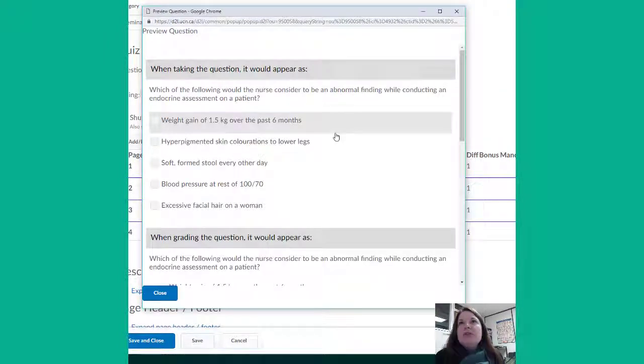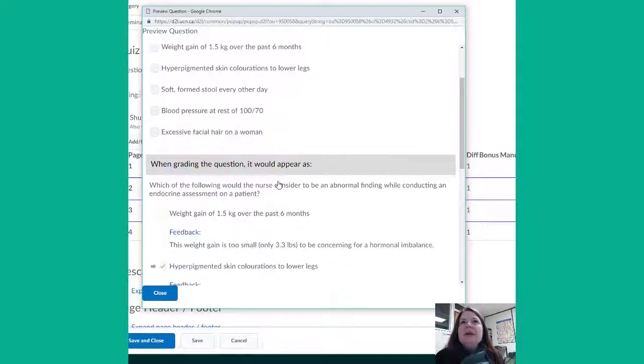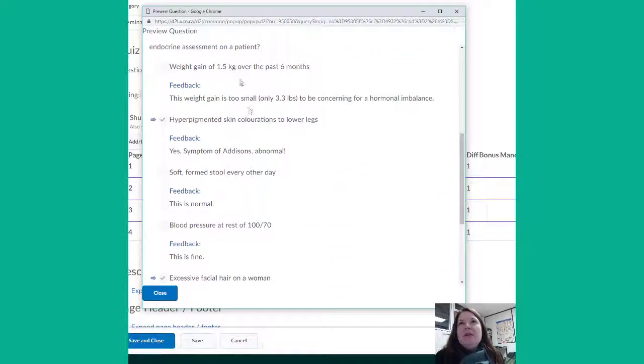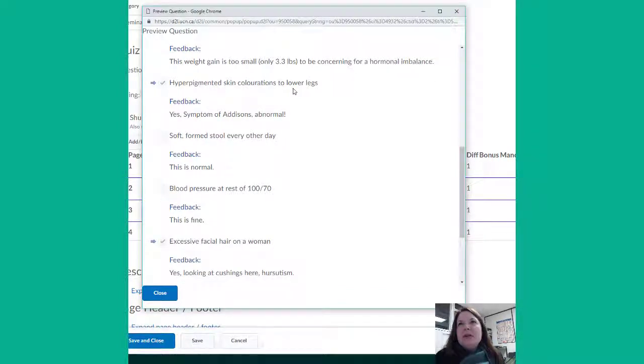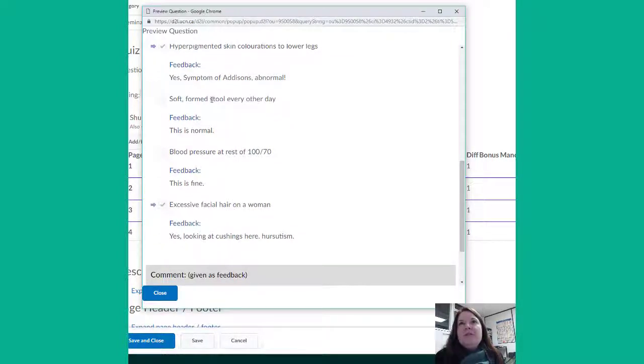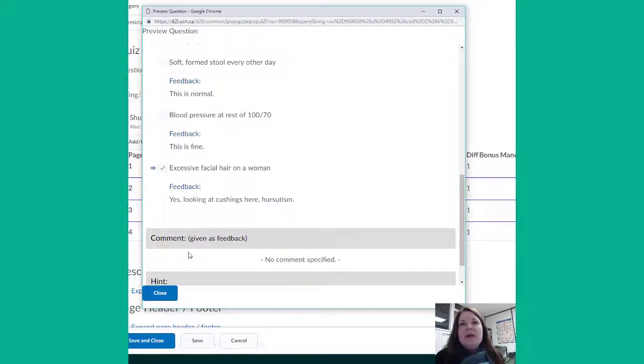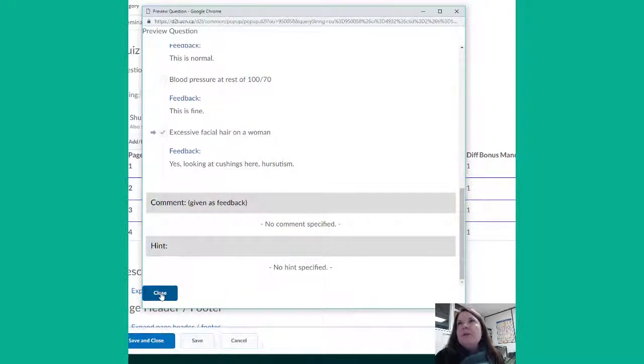Okay, this is question number 3. Which of the following would our nurse consider to be abnormal when we're conducting an endocrine assessment on a client? So let's look at our answers here. A weight gain of 1.5 kilograms over the past 6 months. This weight gain is not enough for us to be concerned about any hormonal issues. Hyperpigmented skin colorations to lower legs. Yes, this is possibly Addison's, right? We don't want to see that. Soft form stool every other day, that's fine. Blood pressure at rest, 170, also fine. Excessive facial hair on a woman, yes, definitely. We might be having some Cushing's syndrome here, right? So great job, you guys did good on this one as well.